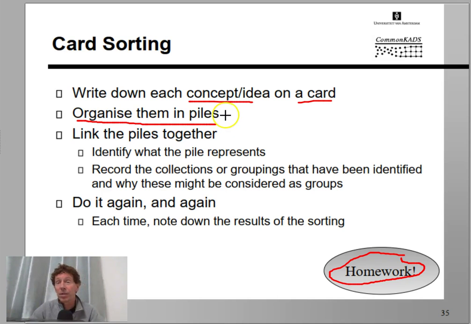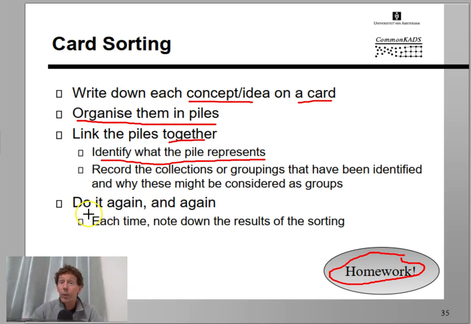And then you ask the expert to organize these cards in stacks, in piles. 3, 4, 5, doesn't matter how many, and you ask them to organize them in a stack because they somehow belong together, right? So you don't worry about why they belong together, you just ask the expert, well, put things in a stack that belong together. And then once the expert has done that, you ask them, well, what was it that made that into a stack? Why did you put these things together? What do they have in common? Right? And then you record the collections of these groupings. So you both record why they were put together and which ones have been put together.